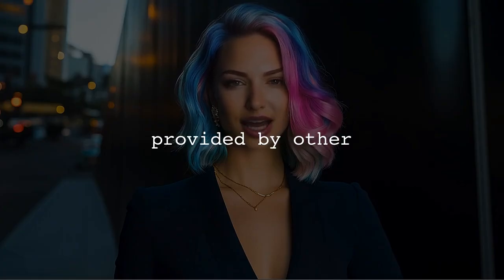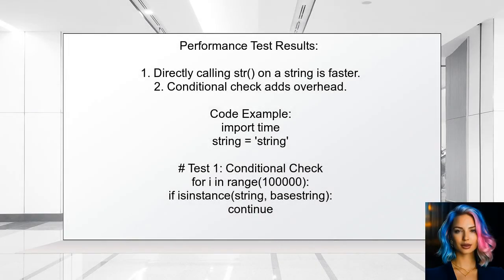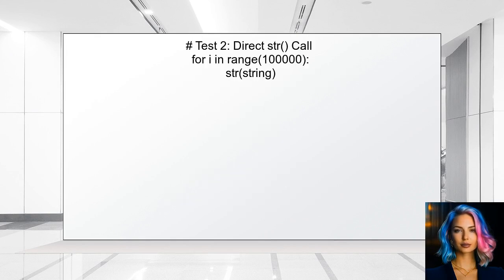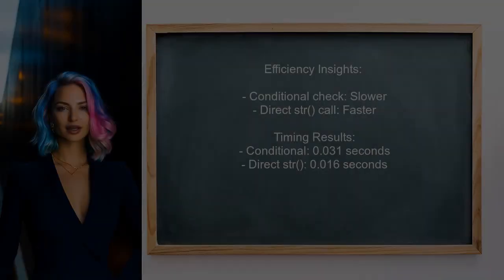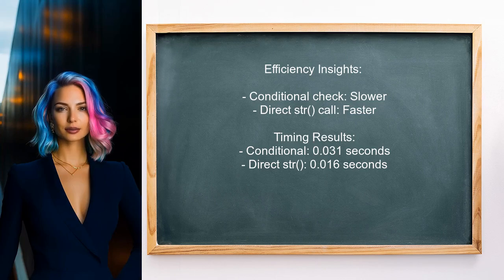Now, let's look at the answers provided by other users. This user conducted performance tests to compare the cost of calling str on a string versus using a conditional check. They found that calling str directly was faster than checking if the value is a string before converting it. In their tests, the user noted that the conditional approach took longer, while calling str directly was more efficient, especially when dealing with a large number of iterations.